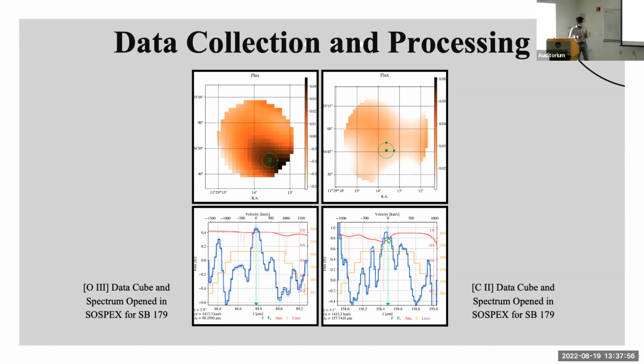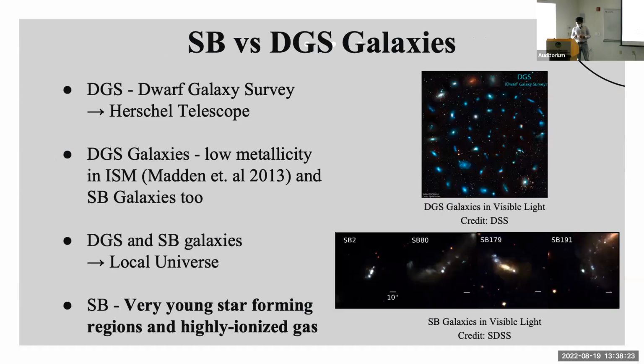I used a package called SOSPEX, which helped me in collecting the flux of O3 and C2 for these galaxies. I used Gaussian curve fitting on this central peak over here, which helped me in collecting the flux by finding the area under the curve, as it minimized all other peaks and just gave me the area under the central peak to find the fluxes. So backtracking a little bit, when we got our fluxes for SB galaxies, we wanted to compare to some similar kind of survey or similar kind of galaxies that were looked at.